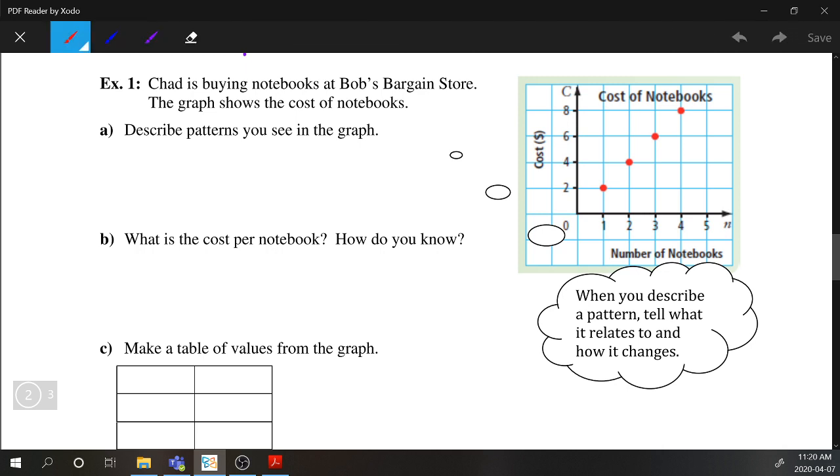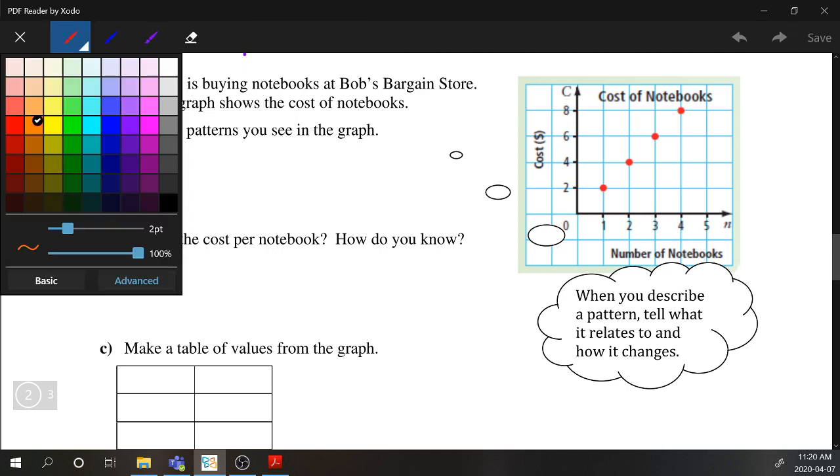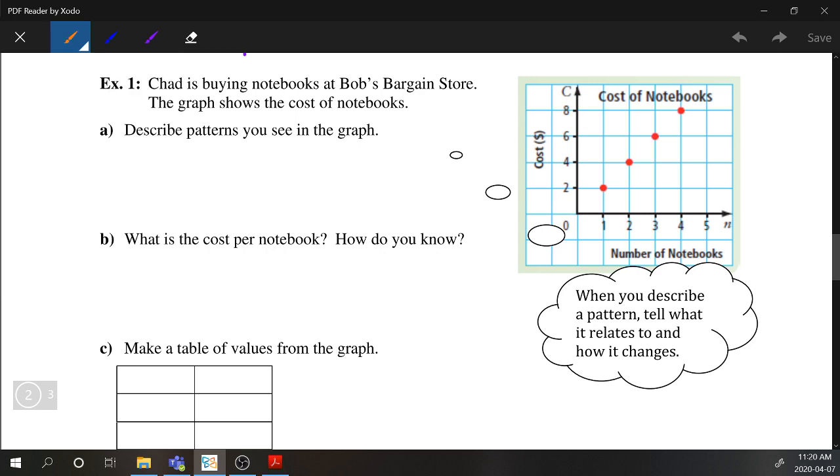So the pattern that you will notice in this case is, of course, that the price of the notebooks goes up by 2 as the number of notebooks goes up by 1, right?